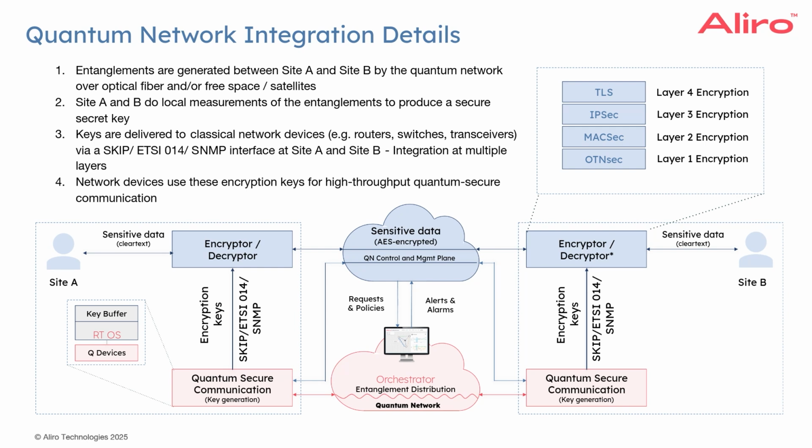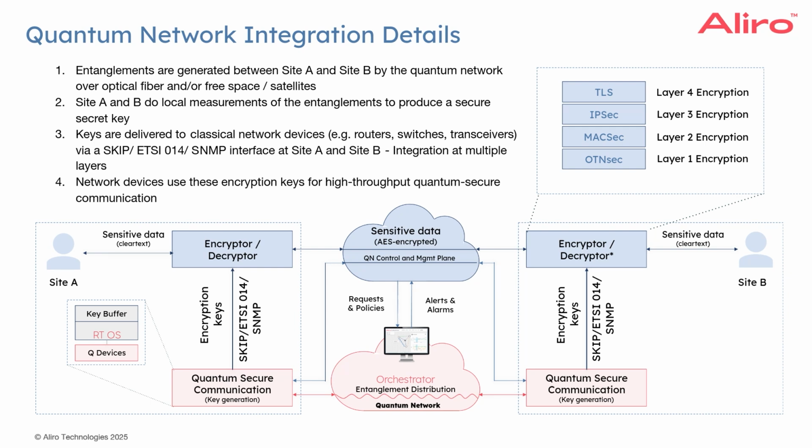They're generated over and over again at site A and site B, and then there are secure methodologies to pass the key up to that encryptor, like the Cisco SCIP protocol or some of the ETSI standards, for example. That's what we show here. And again, you don't have to get rid of your classical network. You can still use the encryption or the secure communication protocol that you have been using.